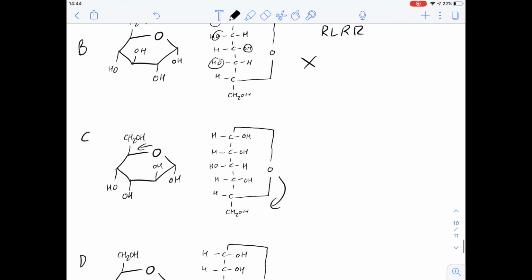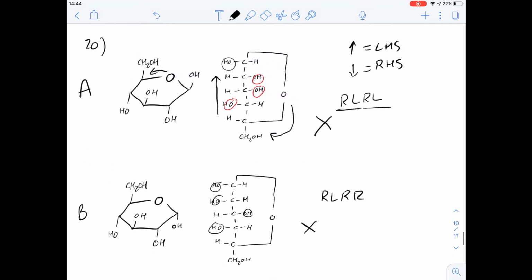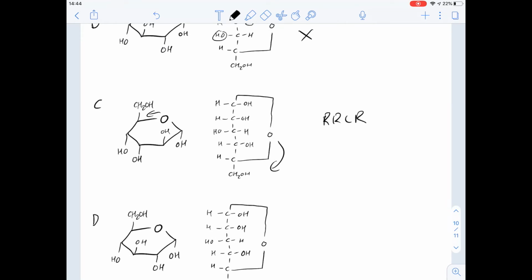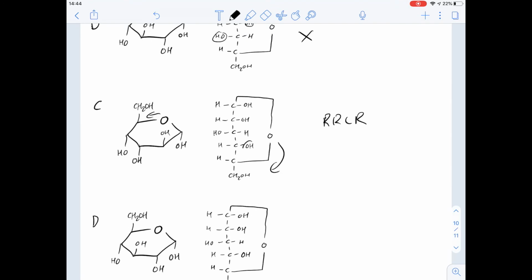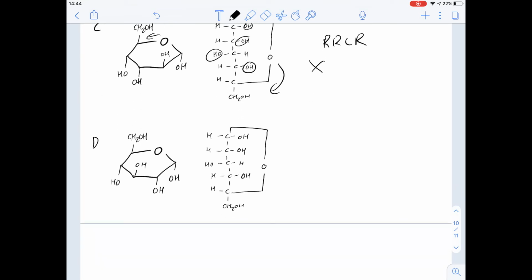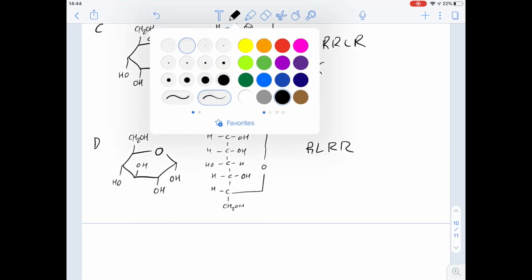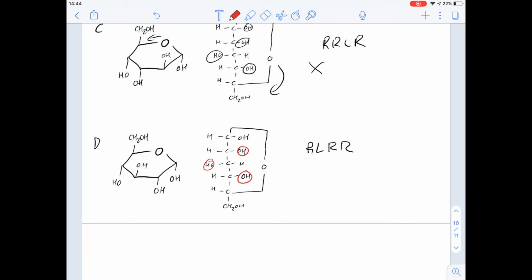Again, moving in this direction and this direction, we've got below, below, above, below. So that's right, right, left, right is what we'd expect, but we've got right, left, right, right instead, so they don't match up. And what about this final one? If these are correct, then we know we've got the right answer. We've got below, above, below, below, so that's right, left, right, right. Then if we check our OH groups, we've got right, left, right, right. So that is correct, and that leaves us with D as our answer for number 20.